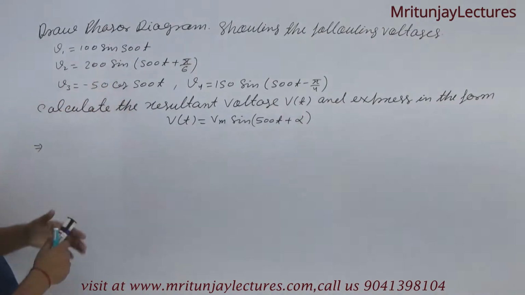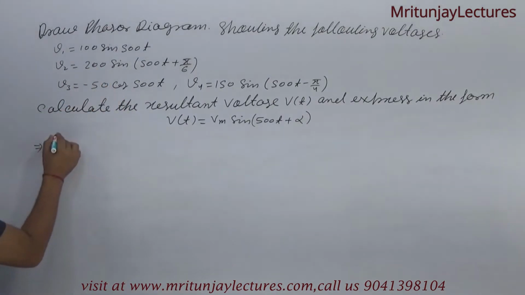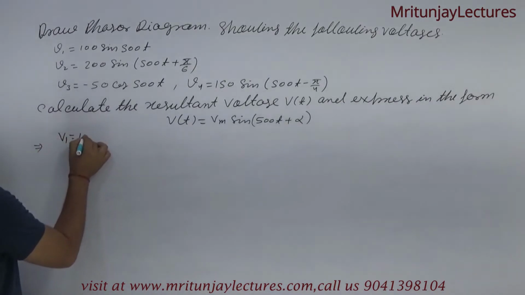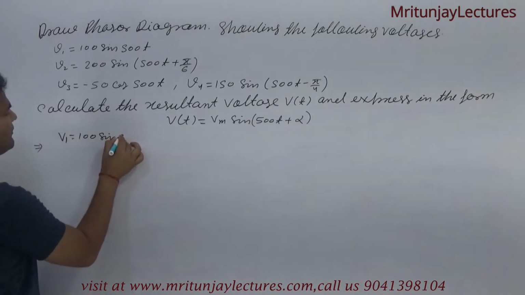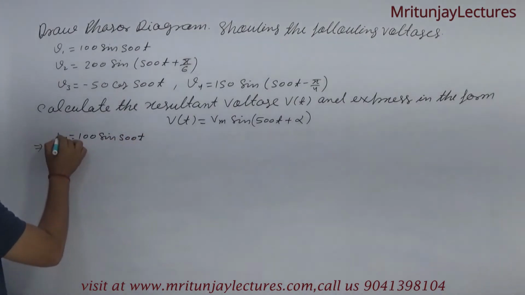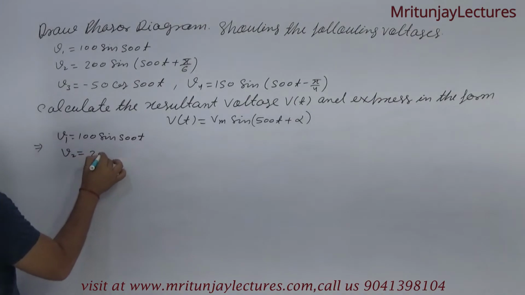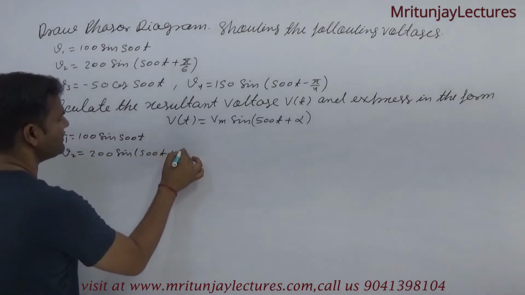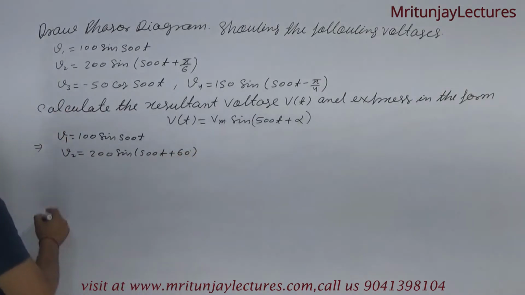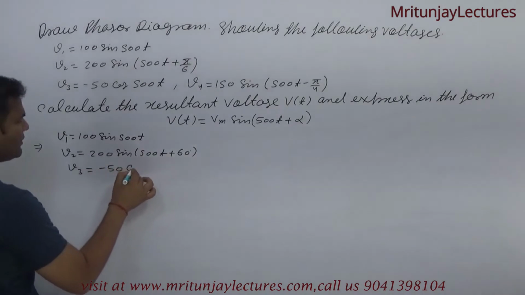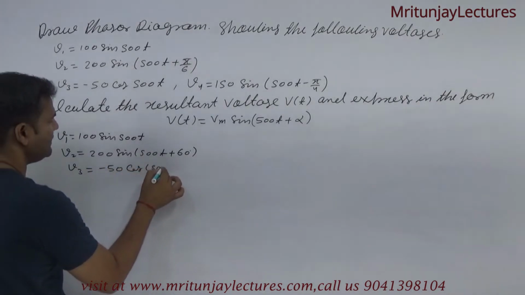Okay, this one is sine. V1 is very clear: V1 is given as 100 sine 500t. Clear? What about V2? V2 is given as 200 sine of 500t plus pi by 6, which means 60 degrees. And what about V3? V3 is given as minus 50 cos 500t.